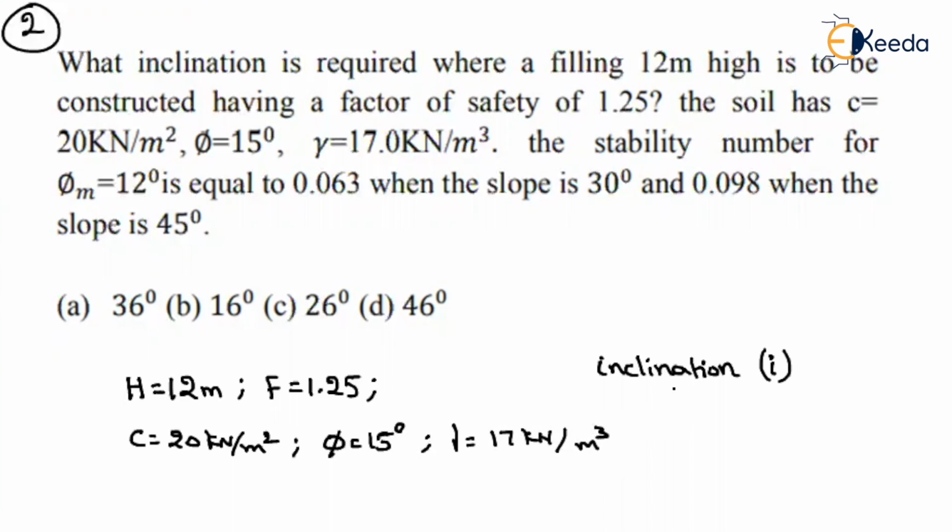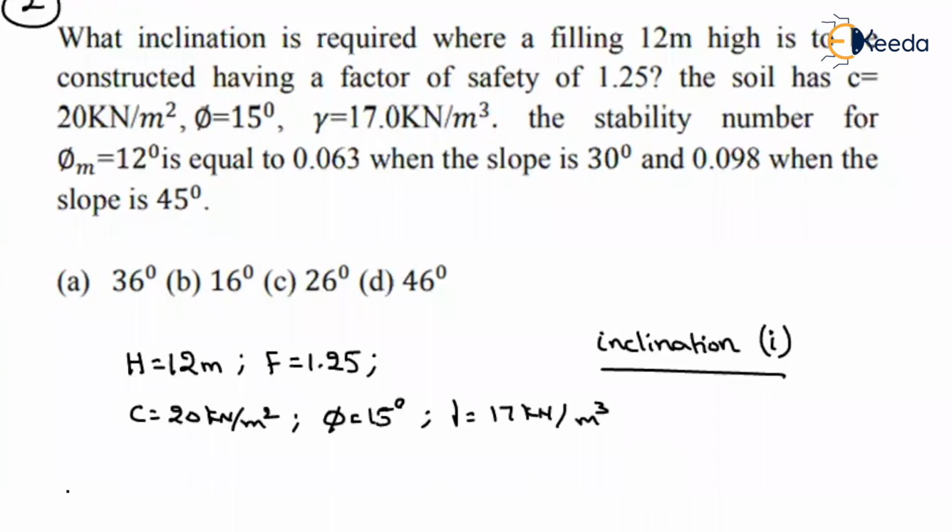So they are asking us to find the inclination. But what is the additional data given? The stability number for mobilized. What does phi m represent? Phi m represents the mobilized friction. That means for mobilized friction equal to 12 degrees. So this is not 120 degrees, 12 degrees. For mobilized friction 12 degrees, what is the given data?